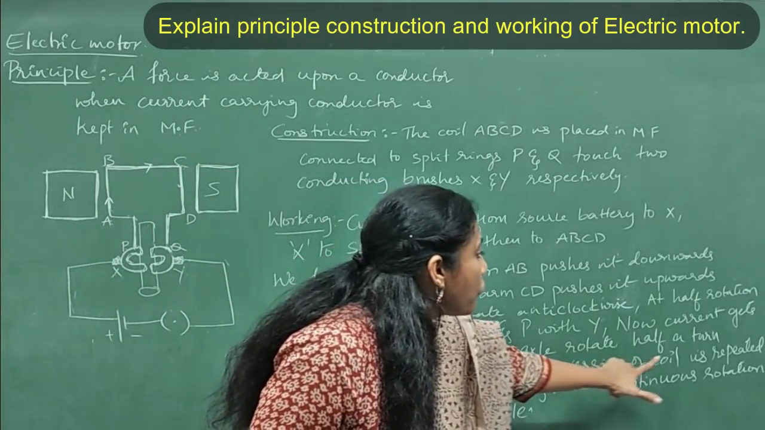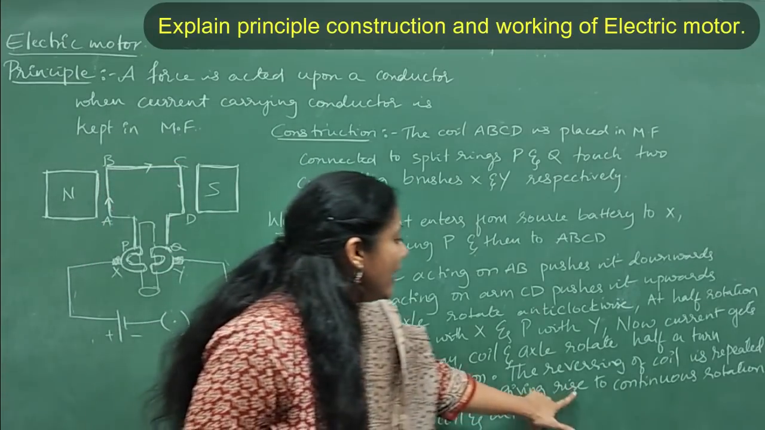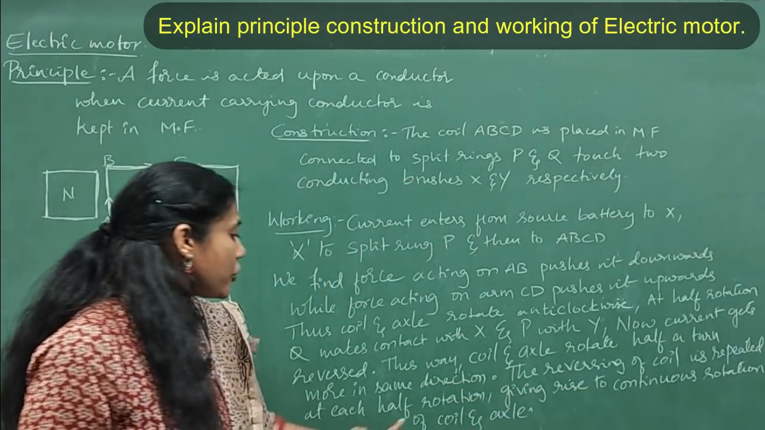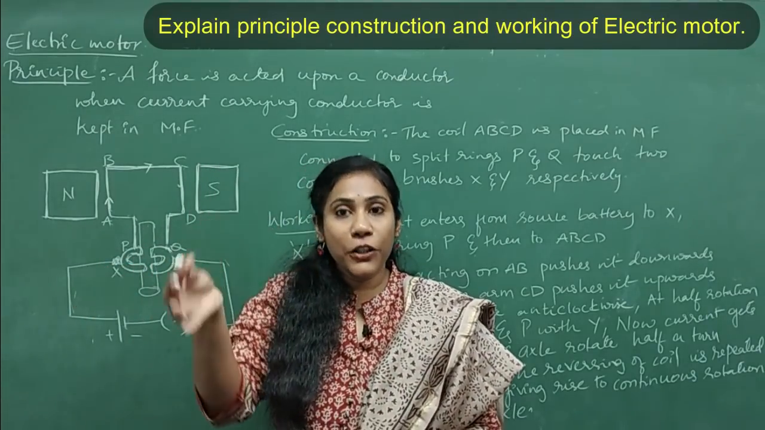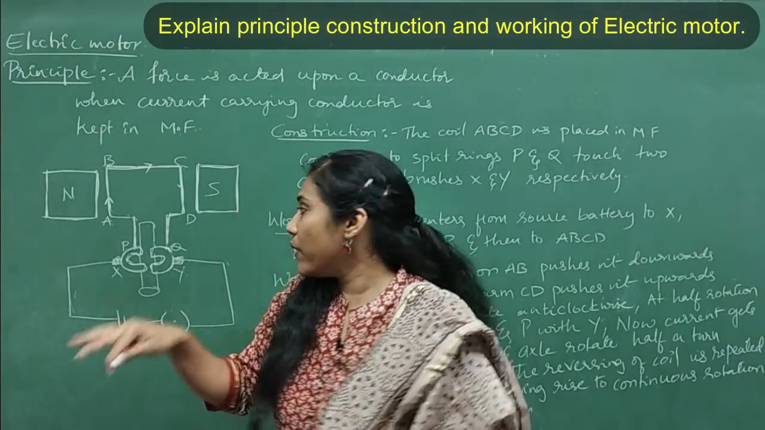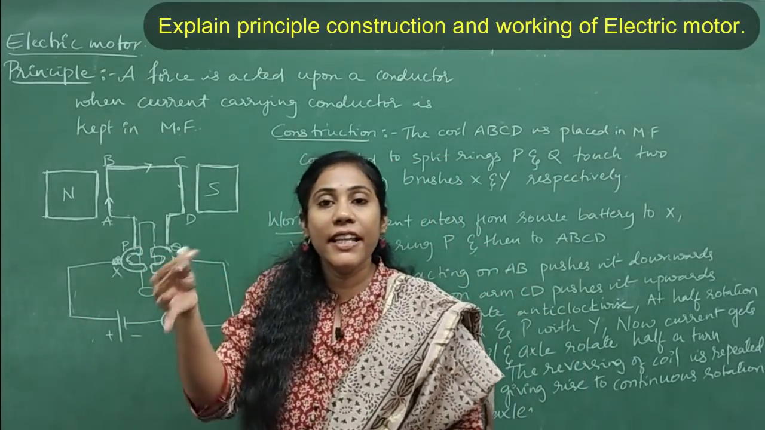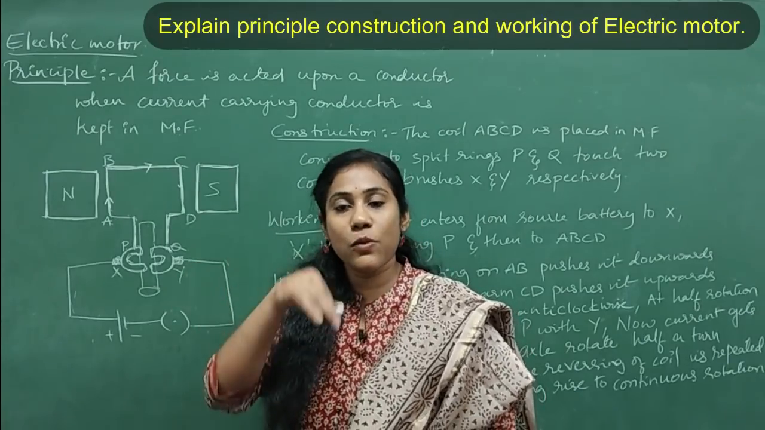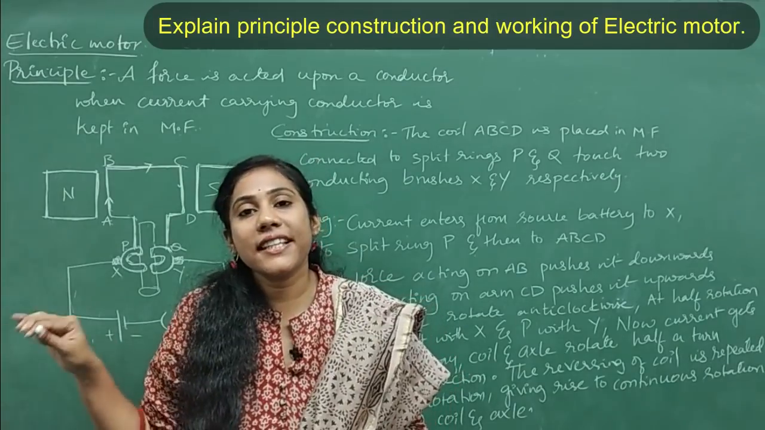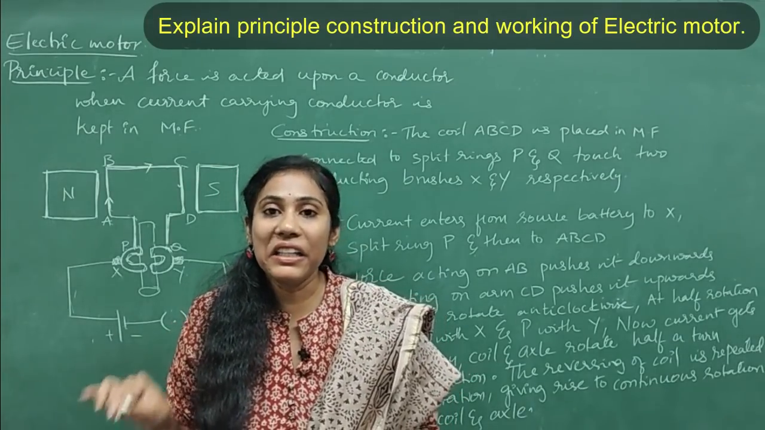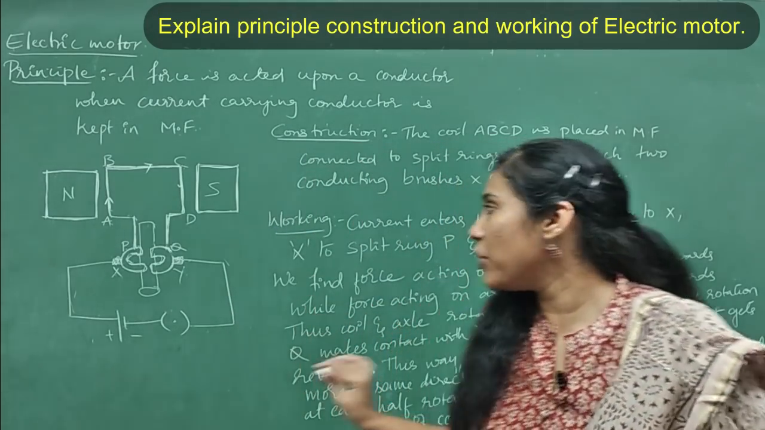The reversing of the current is repeated at each half rotation, giving rise to continuous rotation of the coil and axle. So this half rotation continuously goes on, and because of this the coil and axle continuously rotate. Rotating, in the sense of mechanical energy. So this way electrical energy is getting converted into mechanical energy. Clear? So this much you have to mention in your answer.